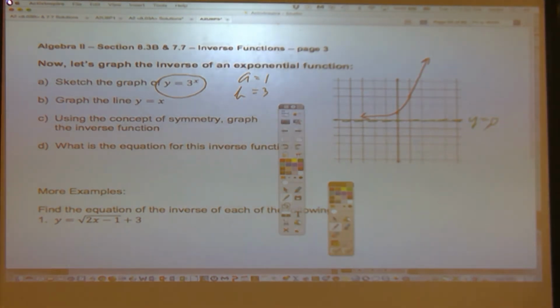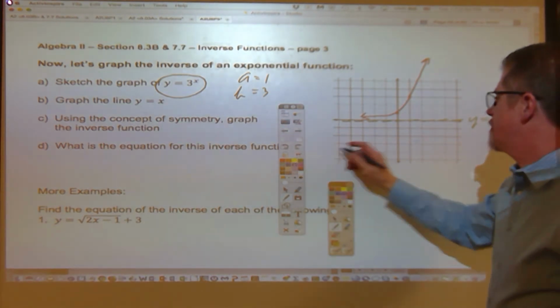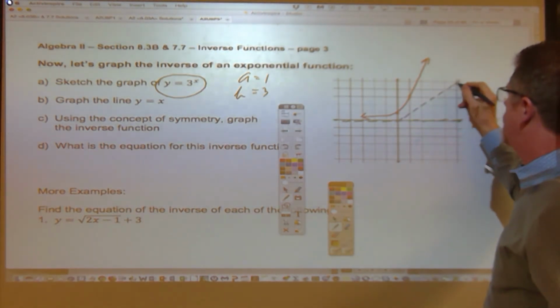y equals 0. So when we reflect the graph of this function over the Dan-Eddy line, Dan?